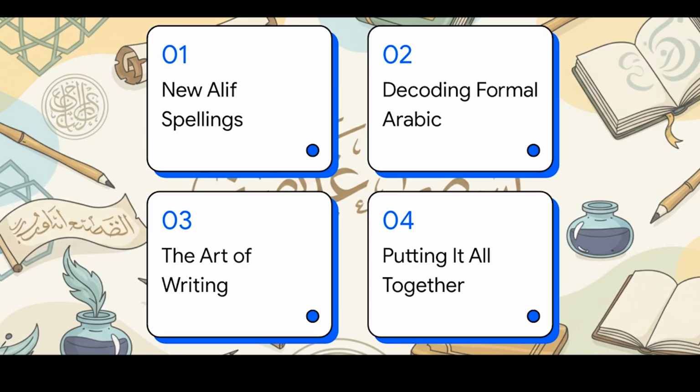So here's our game plan for today. First up, we're going to cover 2 new ways to spell the Alif. Then, we'll decode a really key feature of formal Arabic called tanween. After that, we're going to zoom out a little and appreciate the actual art and history of the script itself. And finally, we'll bring it all home with some reading practice. Sound good? Let's do this.